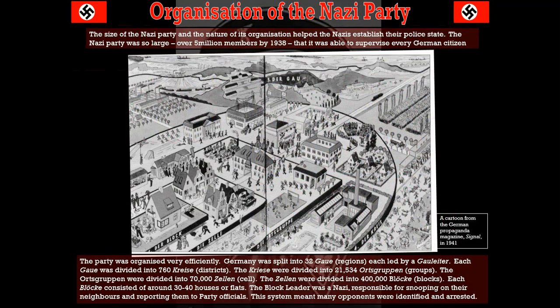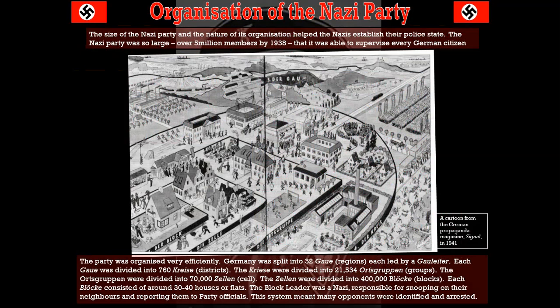The cartoon here is from the German propaganda magazine Signal in 1941. It's propaganda. Obviously, it oversimplifies, and it increases this feeling that you're being watched. And it does so, well, you can see for yourself. Basically, it shows the efficient organisation of the Nazi Party.